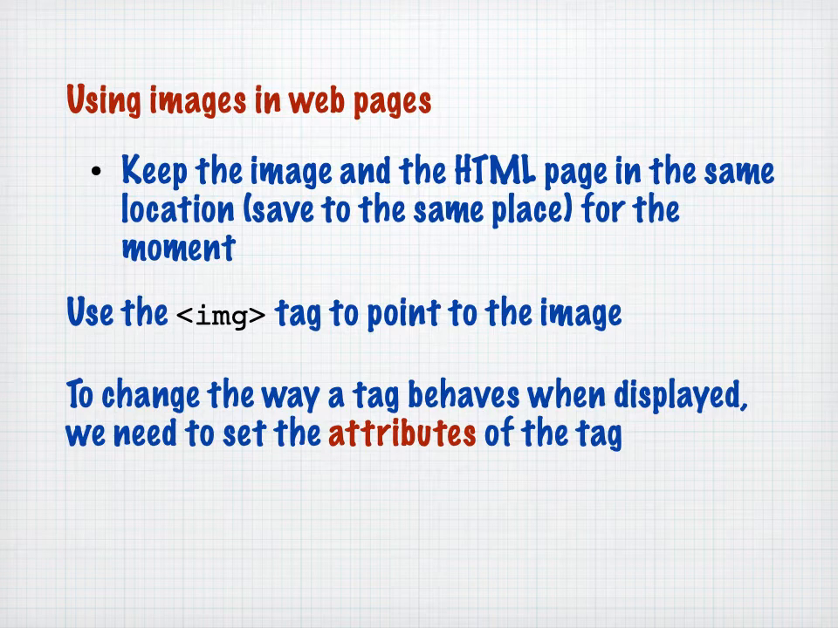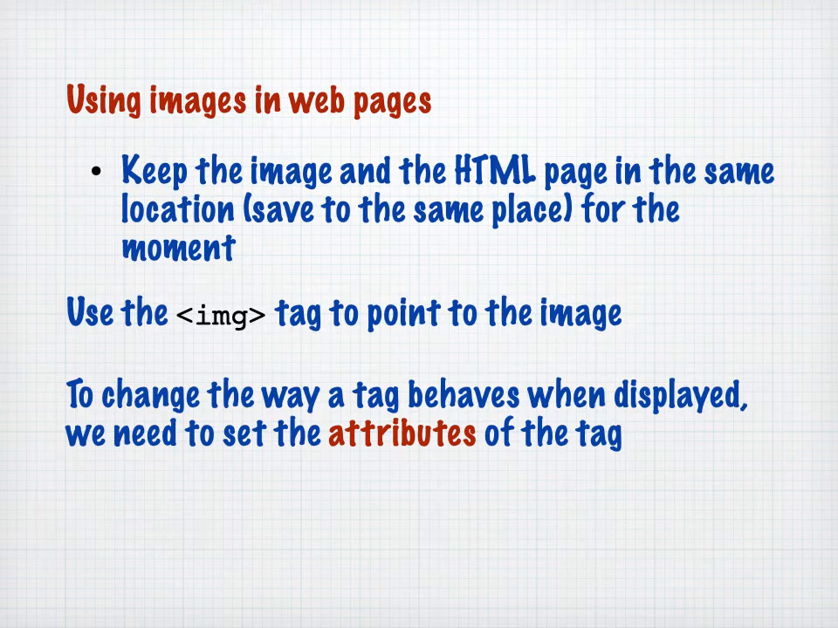To make life as easy as possible for you here, make sure that the image you're going to use and the HTML file are both in the same location. Put them in the same folder. Although you don't actually have to do that when it comes to web pages on the internet when they're used for real. But just in these simple examples, make sure they're in the same place, inside the same folder. So we're going to use that image tag.